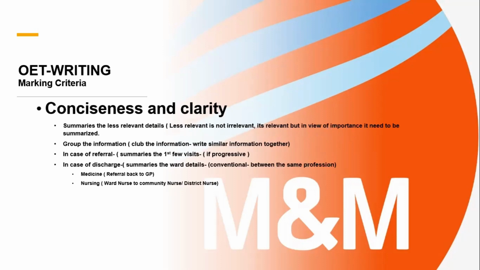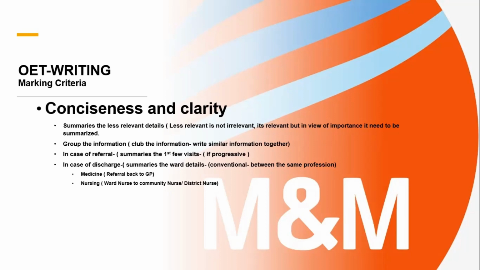Then we have conciseness and clarity. In conciseness and clarity, summarize the less relevant details. For example, in a discharge letter, the discharge plan is more important, so we have to summarize the other details, right?